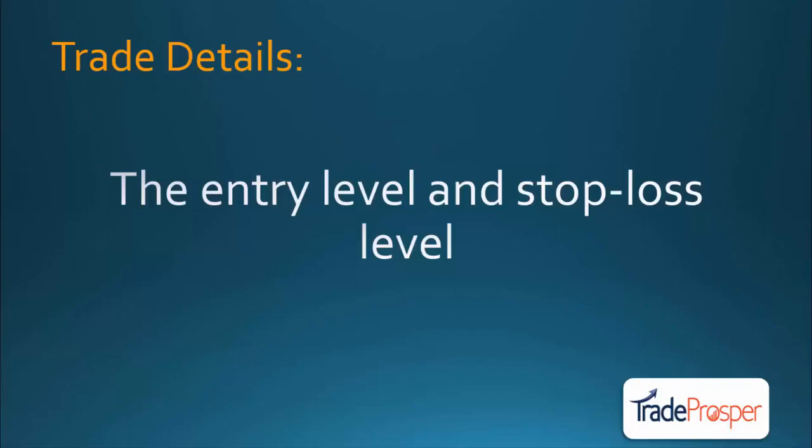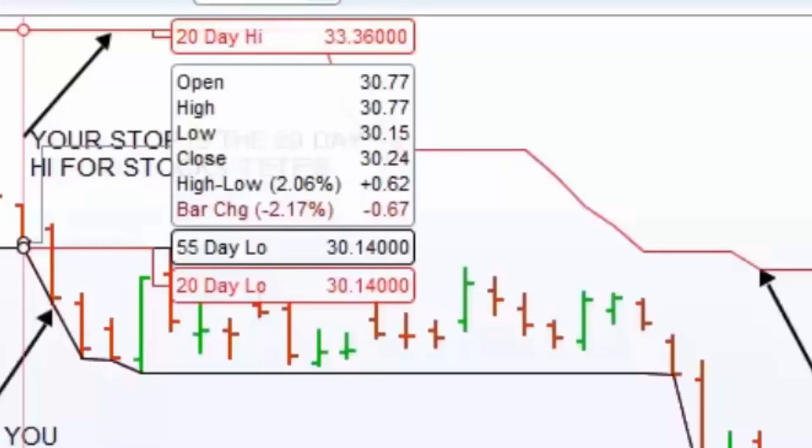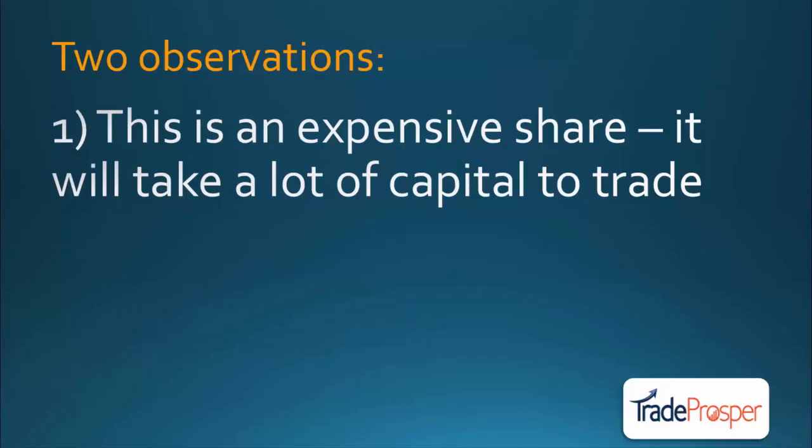All right, so from this section, we noted the following entry levels. The order entry was at the break of the 55-day low, which we said was 30.14. And for that entry level, the stop that we will be using was the 20-day high, which in this example was 33.36. Now from here, there are two observations that one can make at this stage. The first observation is that we're talking about a $30 stock here, so it's quite expensive to trade in these shares, especially if you don't have a lot of capital.